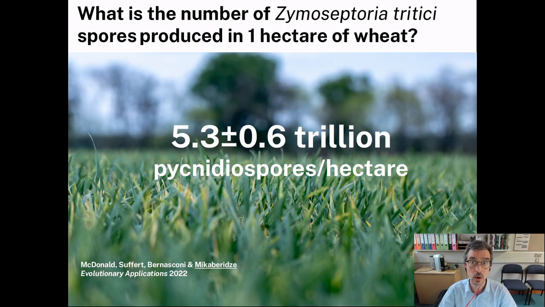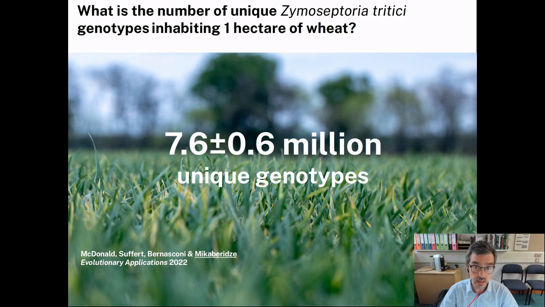So we are dealing here with a pathogen that has extremely large populations. We have recently estimated that the number of Zymoseptoria tritici spores produced in a single hectare of wheat in a moderate epidemic year is several trillion pycnidiospores. And these are produced by several million unique pathogen genotypes. These estimates we have obtained based on many years of field data and also decades of population genetic studies of this pathogen. So I think these are quite robust estimates. And they indicate indeed that this pathogen has remarkably large and remarkably diverse populations.